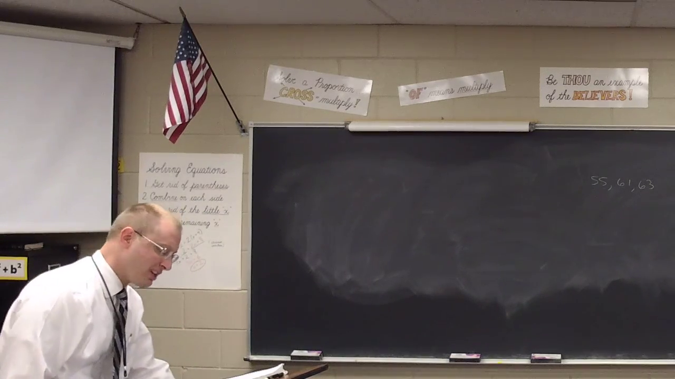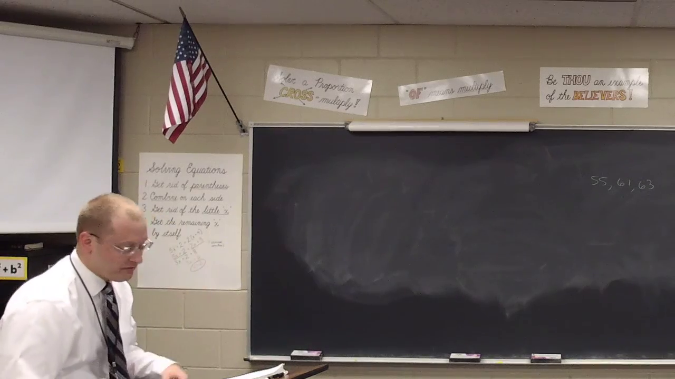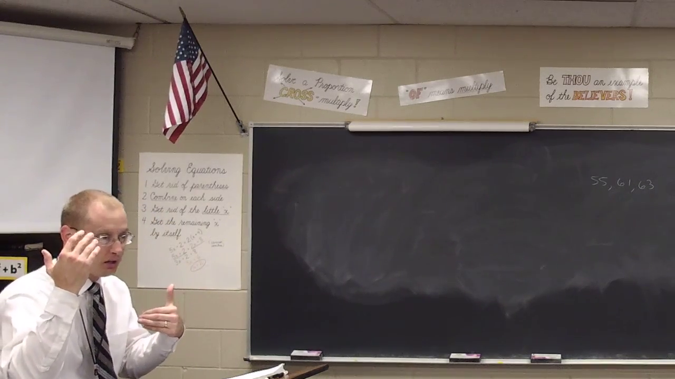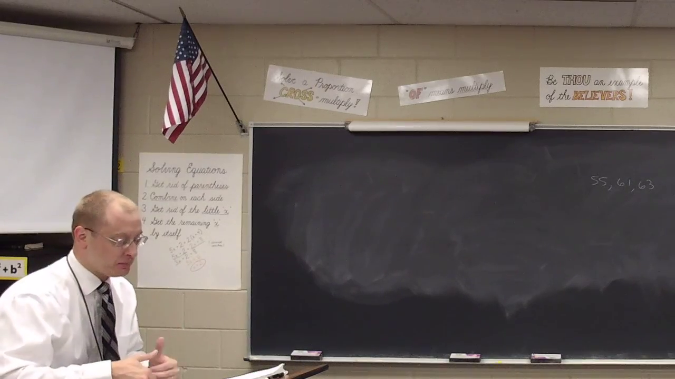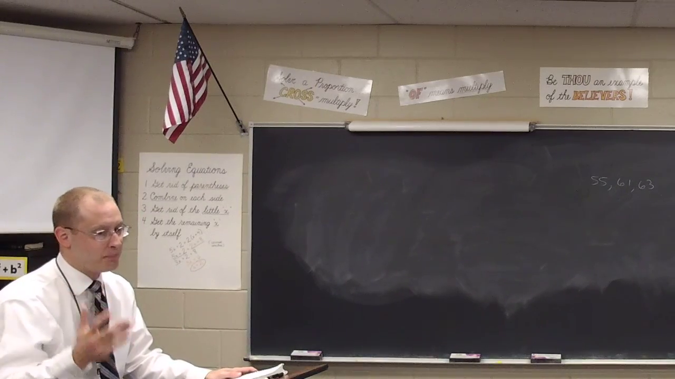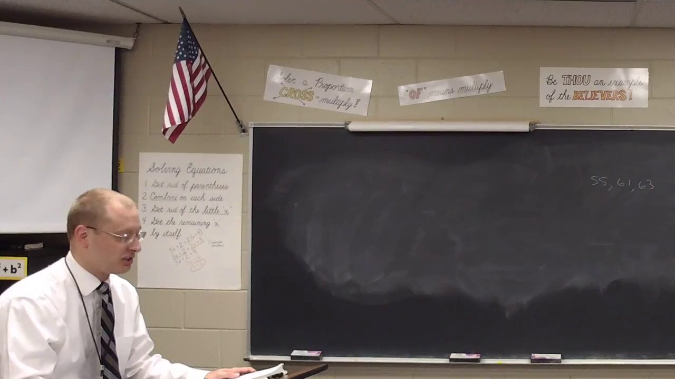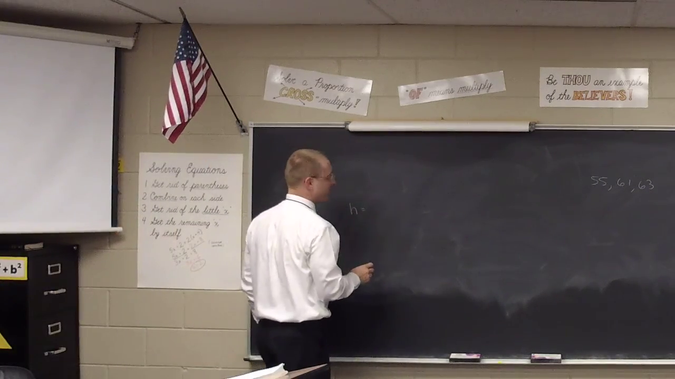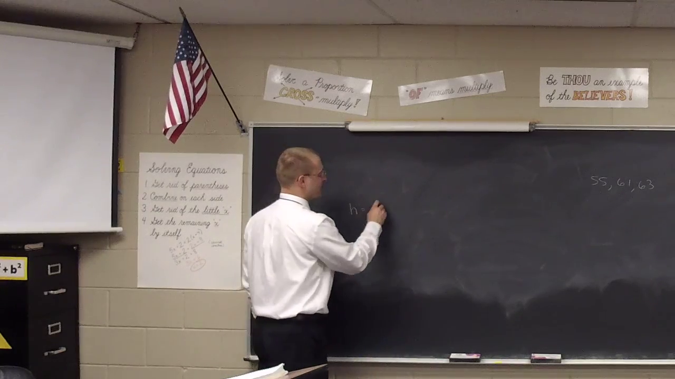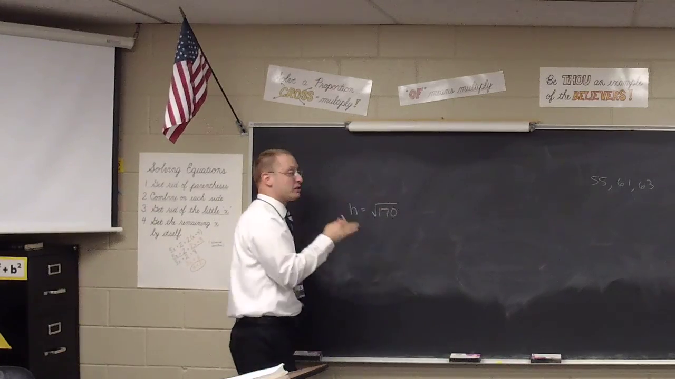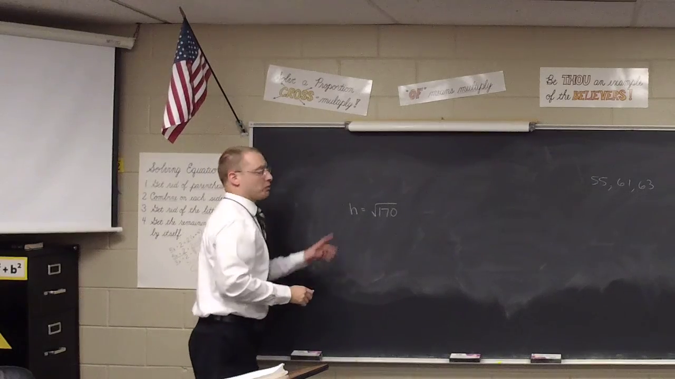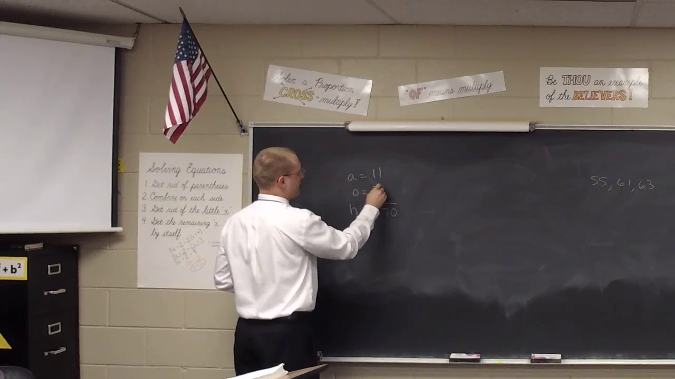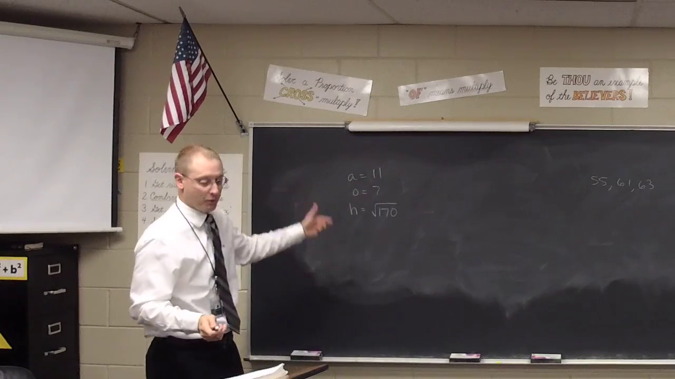This one doesn't work out quite so nice. We've got the cotangent, class, which we know is adjacent over opposite, which means we're missing the hypotenuse, but it doesn't come out rationally, so we're going to have to leave the hypotenuse as a radical. What do we get for the hypotenuse, class? The square root of 170, and it doesn't reduce at all. Okay, so we've got our adjacent of 11, our opposite of 7, and our hypotenuse of square root of 170.